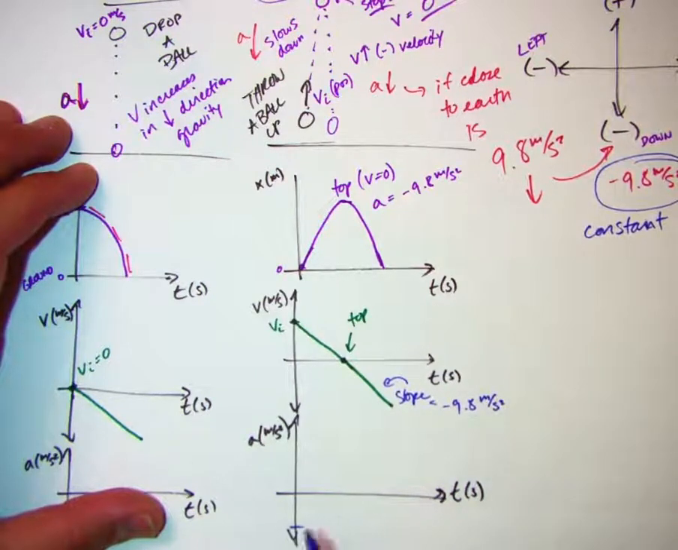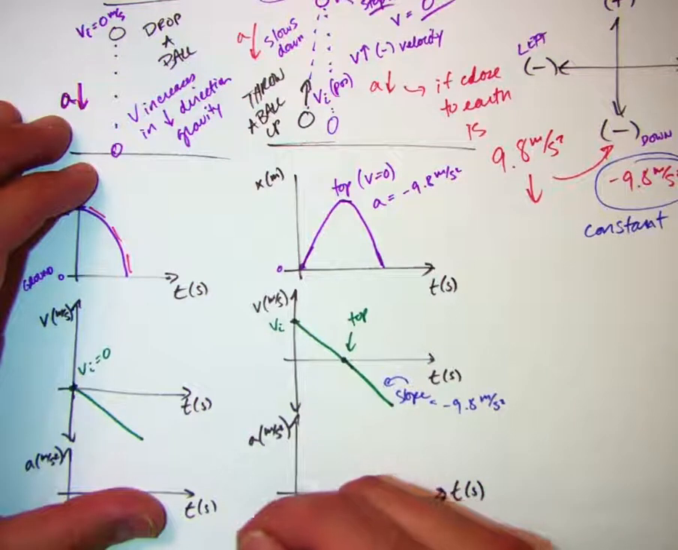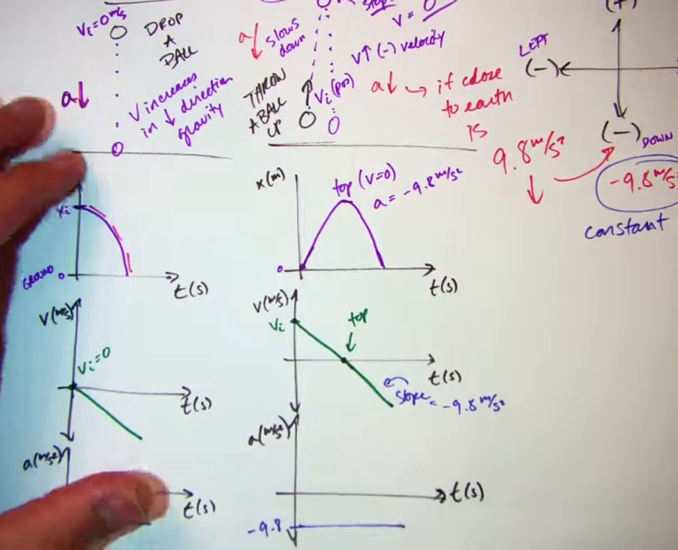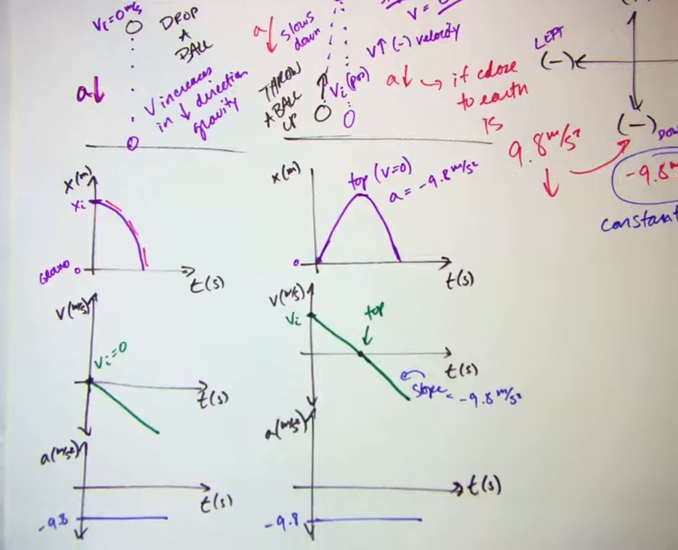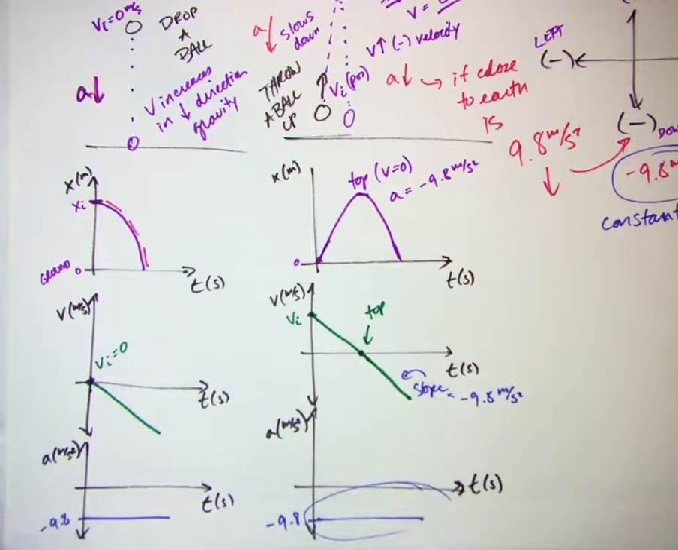So whether I throw the ball up in the air or whether I drop it, the whole time it's in free fall. Gravity is the only thing affecting it, and the downward acceleration is a constant negative 9.8 meters per second squared throughout its entire flight. At the top of the peak, the velocity is 0, but the acceleration is still always negative 9.8 throughout the entire path of the ball.